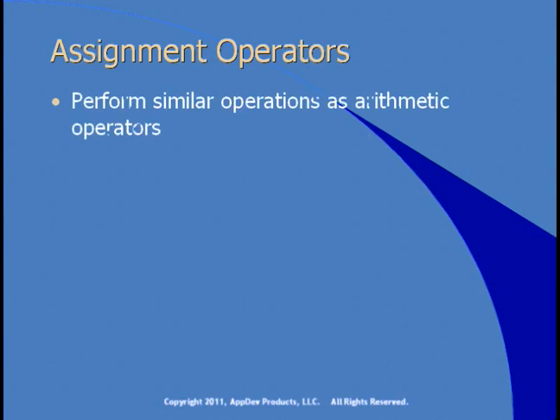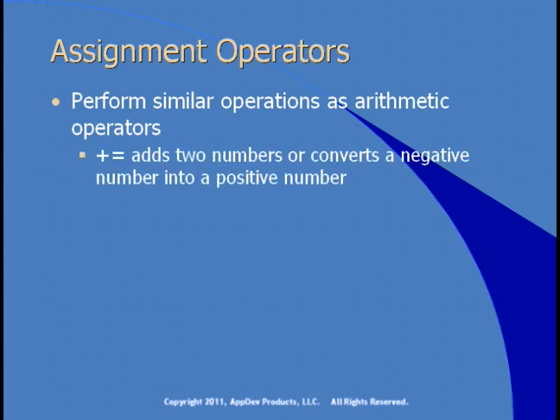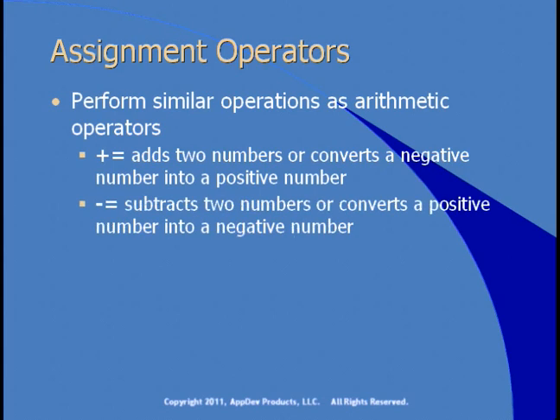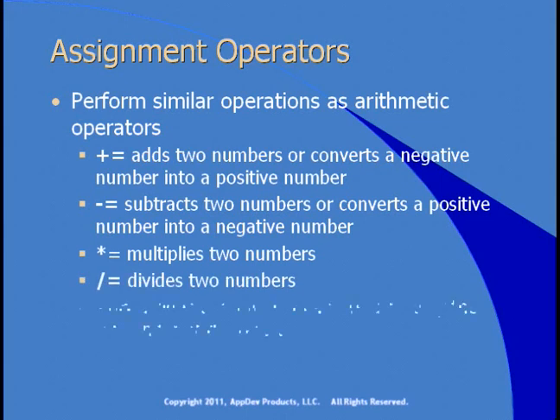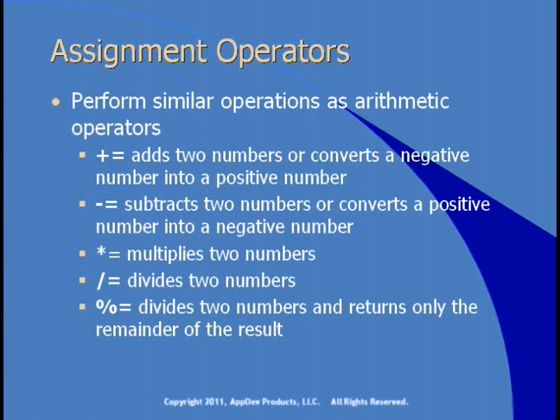Assignment operators perform the same operations as arithmetic operators, but with less code. So plus equal adds two numbers together or converts a negative into a positive. So instead of saying variable 1 equals variable 1 plus 5, you can say variable 1 plus equals 5 and do less typing. Minus equal subtracts two numbers or converts positive to negative. Star equal multiplies, / equals divides, and percent equals divides two numbers, returning only the remainder.